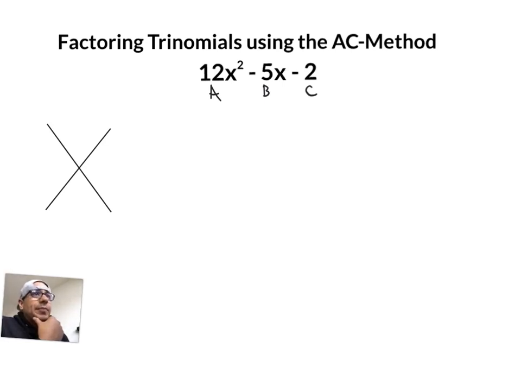So using this AC method, what we do is we take A and we multiply it by C, and that's going to give us this number upstairs here. So 12 times -2 is -24. And then we take that middle term, and that's going to be the number down here. And so that's going to be -5.